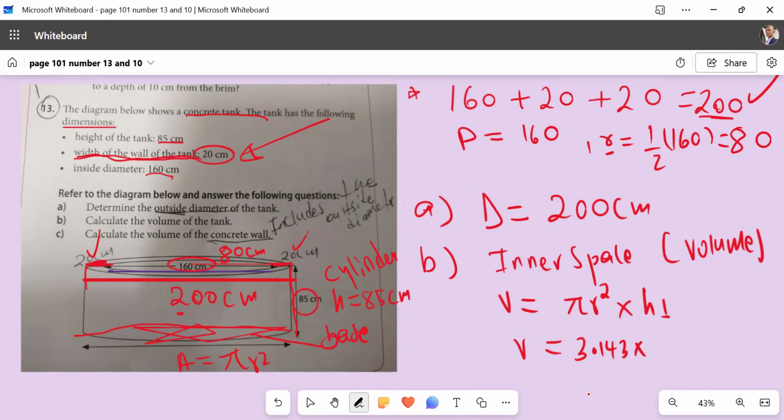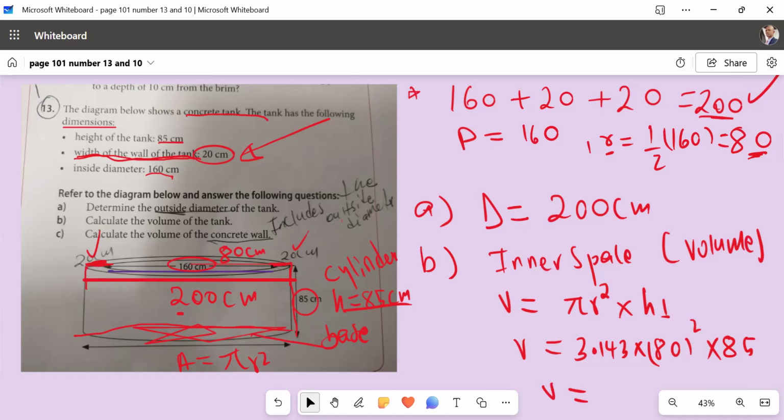We multiply by the r. We already calculated the r, there is 80. And then we write 80 squared. Then we multiply by the perpendicular height, which is 85 centimeter. It's here where you need to use your calculator to get your final answer.